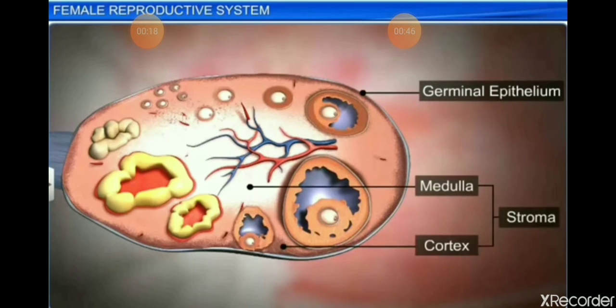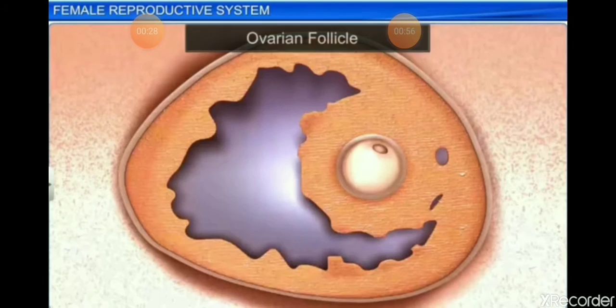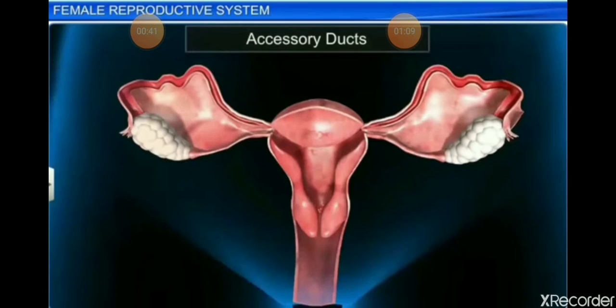The ovary has two distinct regions, the outer cortex and the inner medulla. In the cortex you can see cells of various stages undergoing the ovulation process. This is the mature ovarian follicle. The cavity inside is called the antrum, and you have the aggregation of cells inside, the cytoplasm and the nucleus.